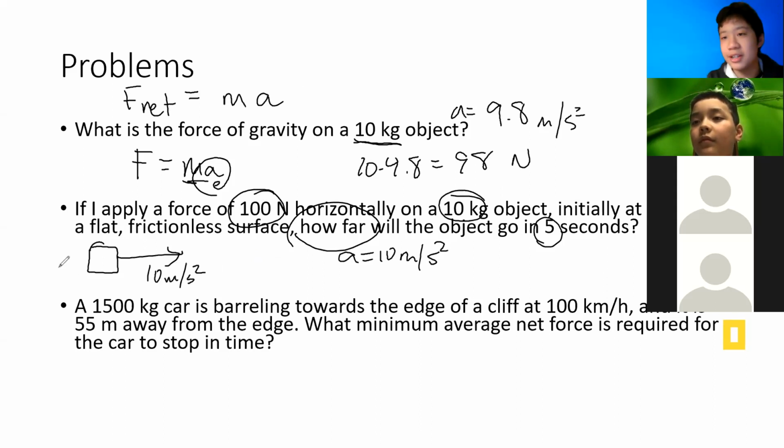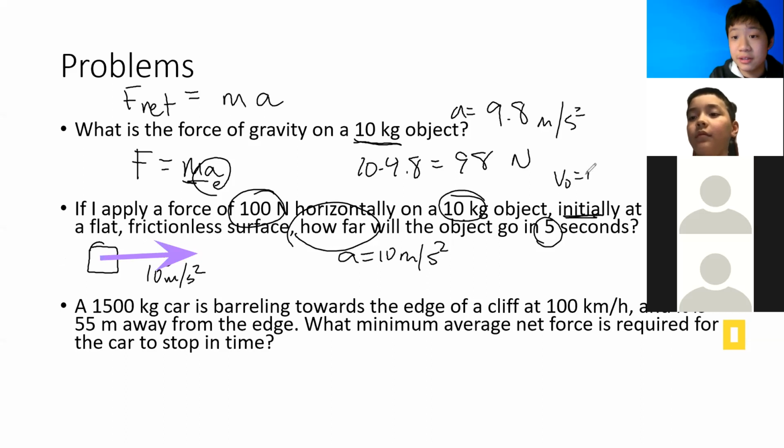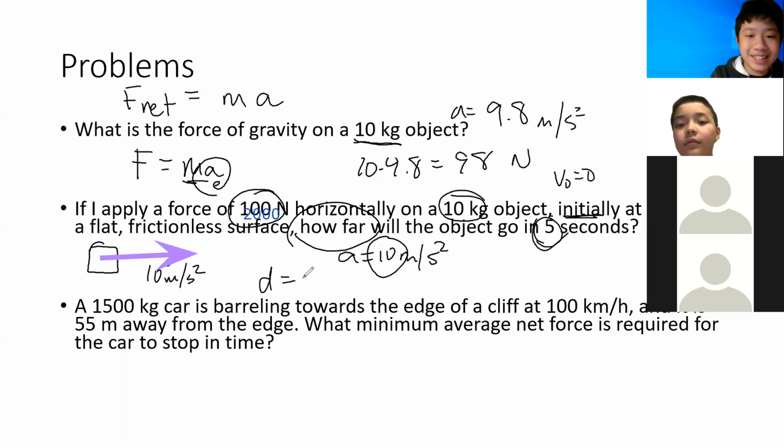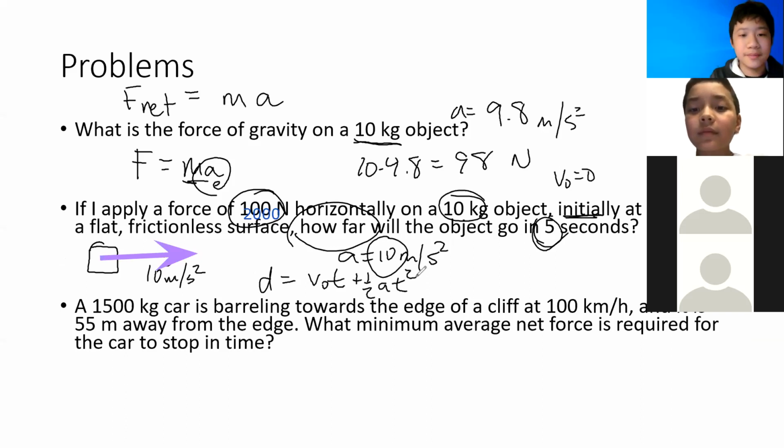Okay, are there any questions on how I did that? That's a nice arrow. So how far will the object go in 5 seconds? Well, I do have an initial velocity of v0 equals 0, right? Because it's at rest, it's not moving. And I have an acceleration, and I have a time. So the equation I want to use here is d equals v0t plus 1/2 at squared. Remember these kinematic formulas? So let me define my directions. We have a positive here, negative here.